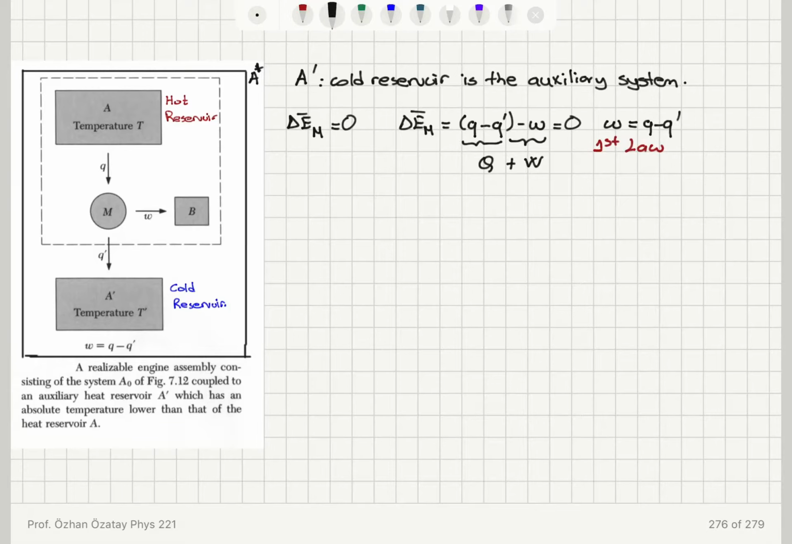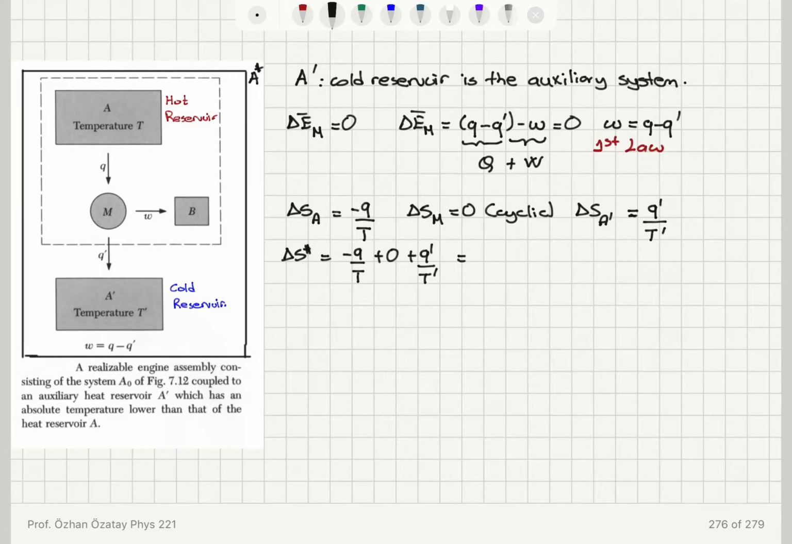So I have used the first law. Okay. Now, if I look at the second law of thermodynamics, I look at the entropy change in system A, delta SA, which is the reservoir. It's providing heat, so heat is extracted from the system at temperature T, minus Q over T. The entropy change in the engine must be equal to 0 because it's a cyclic process. The entropy change in the A prime system, which is the cold reservoir, the auxiliary system, is heat being added to the system, Q prime, at a constant temperature, T prime. So you can see that we're absorbing heat at a constant temperature, T prime. So if I look at the total entropy change, it is minus Q over T plus 0 plus Q prime over T prime. So it is Q prime over T prime minus Q over T.